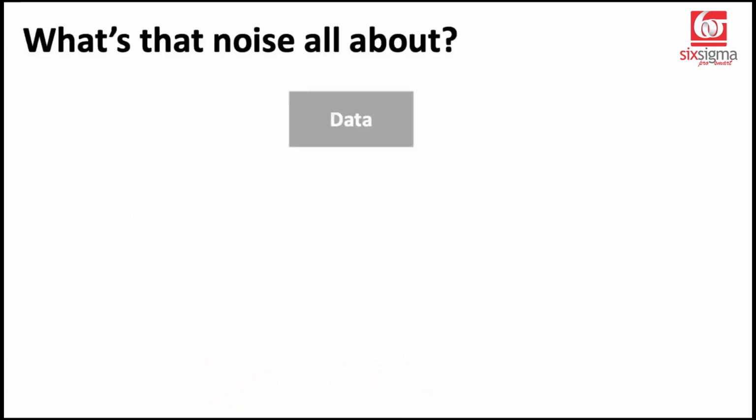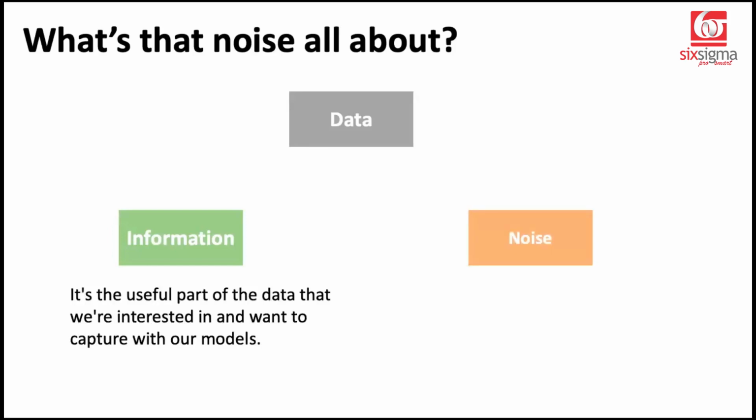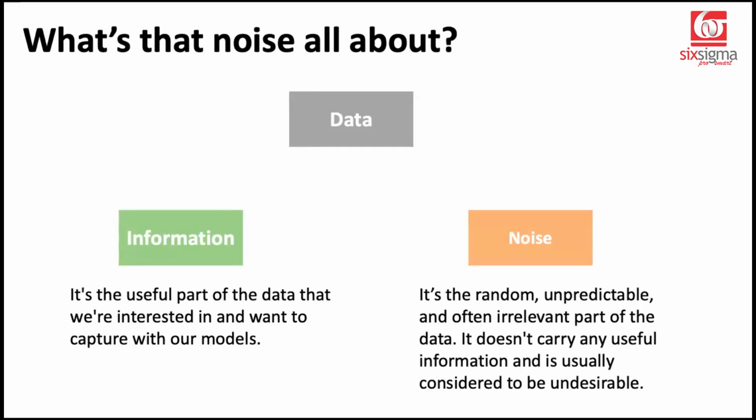Before we get into the bias and variance concept, let's understand in general a few things about data. So when we have data, it has two broad components. First is information. Second is noise. Information is the useful part of the data that we are interested in and we want to capture with the help of our models. Noise, on the other hand, is the random, unpredictable, and irrelevant part of the data, which is not very useful information. So it is considered undesirable. So what is a good model? A model which captures the information from the data and leaves aside the noise is a good model. Whereas if a model begins to capture noise along with the information, it would not be considered that good.